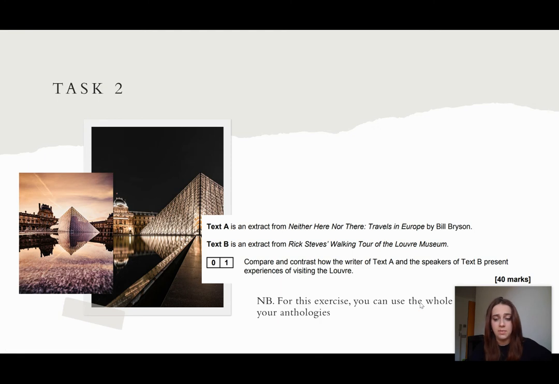Here is the 2018 paper. Text A is an extract from Neither Here Nor There, Travels in Europe by Bill Bryson. Text B is an extract from The Walking Tour of the Louvre Museum. Compare and contrast how the writer of text A and the speakers of text B present the experiences of visiting the Louvre.